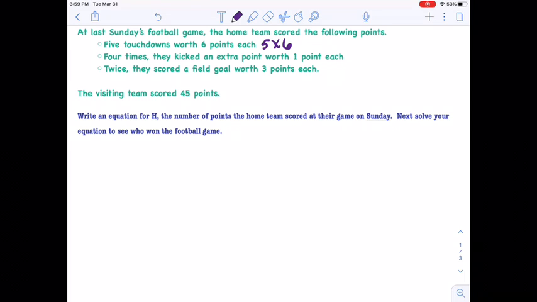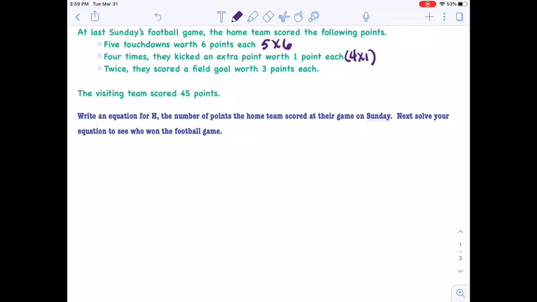The next line says 4 times they kicked an extra point that was worth 1 point each. We know that's 4 points, but we're writing an equation, so what would you do to solve that? Well, for each one of those opportunities that they kicked an extra point, they got 1 point. So that's 4 times they kicked and got 1 point each, or 4 times 1.